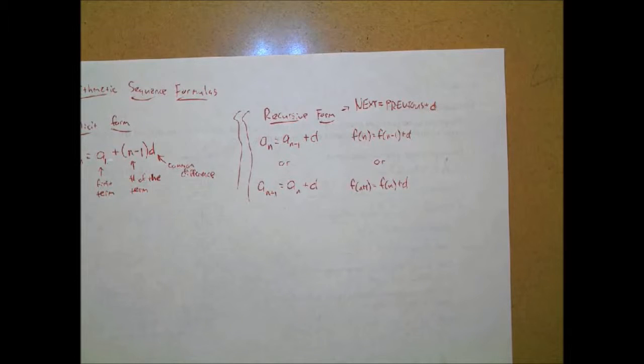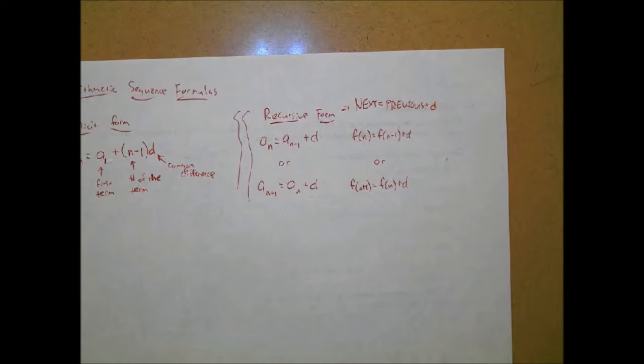So if I wanted to find the 100th term using this, I would need to know the 99th term, the previous one to it, and then I just add my common difference. If I wanted to find the 1,000th term, then I would need to know the 999th term. You see what I'm saying?